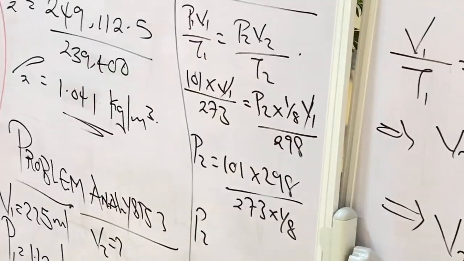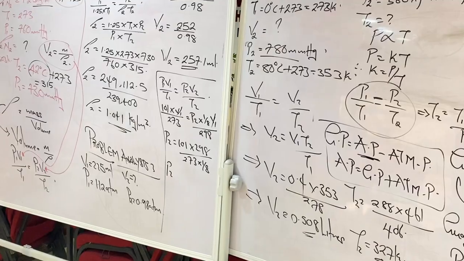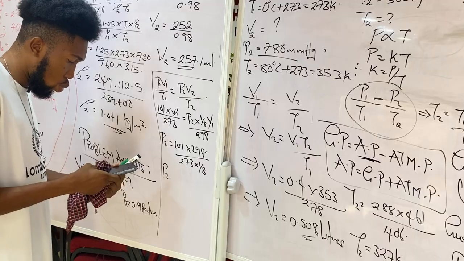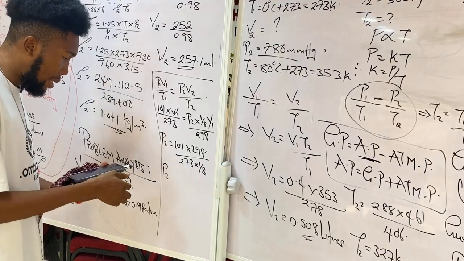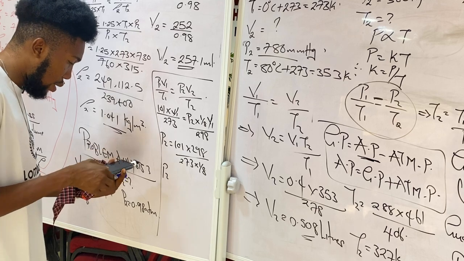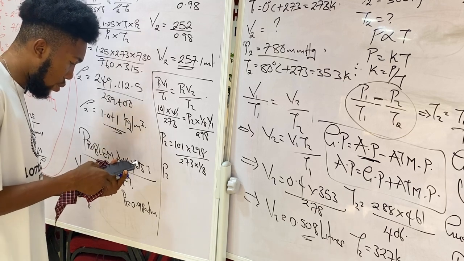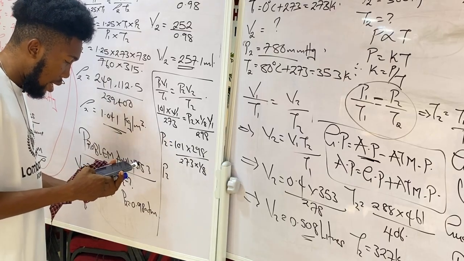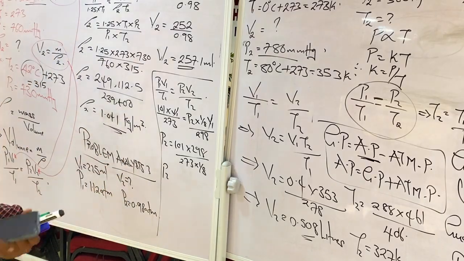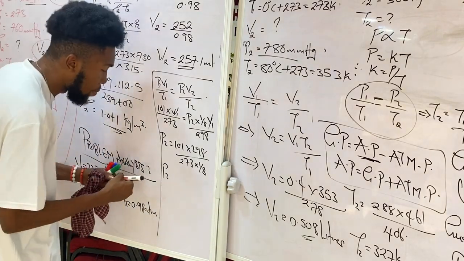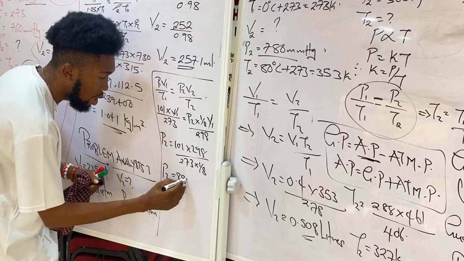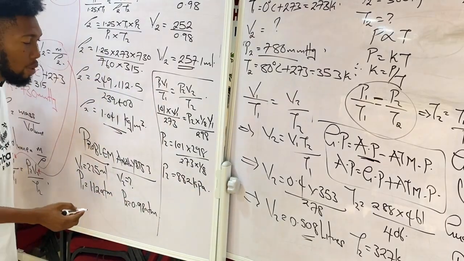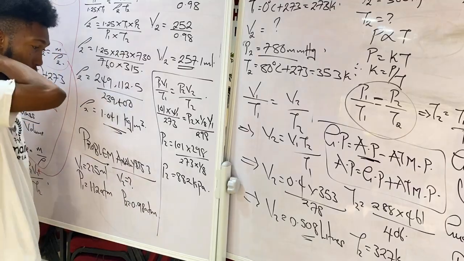But remember that we're getting this P2 now. That's the actual pressure. That's what we're looking for. The actual pressure. So we're having 101 times 298, and that gives me 30,000. Let me just multiply by 8 also. I'm solving everything together, then I'm dividing by 273. That gives me 882, and we are working in kilopascal. So automatically the actual pressure is 882 kilopascal.